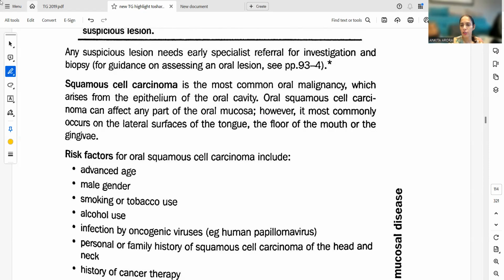Squamous cell carcinoma is the most common oral malignancy, which arises from the epithelium of the oral cavity. Now the mucosa is epithelium, and below is the connective tissue. So carcinoma arises from the epithelium. Oral squamous cell carcinoma can affect any part of the oral mucosa. However, it is most commonly on the lateral surfaces of the tongue, floor of the mouth, or the gingivae. In that too, the lateral surface of the tongue and floor of the mouth are more common. That's why these sites are mentioned in the high risk table.